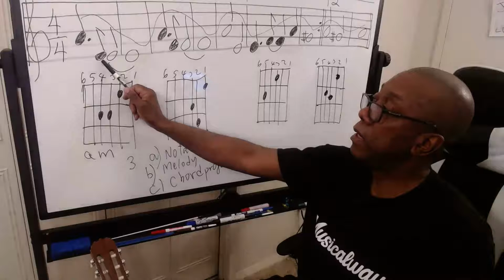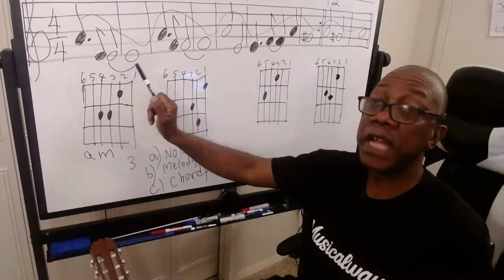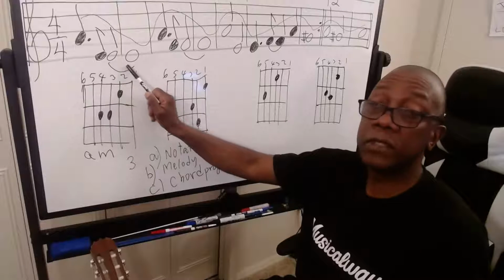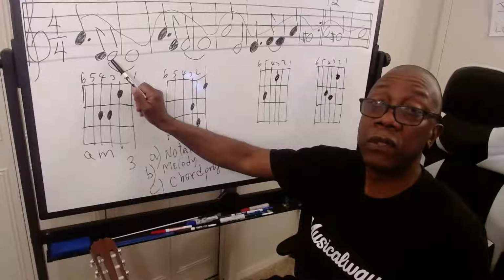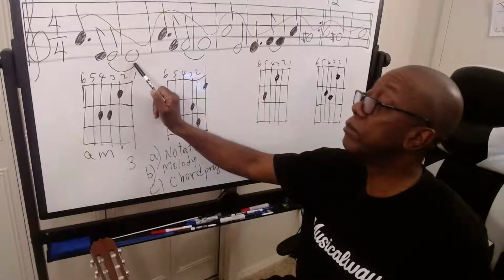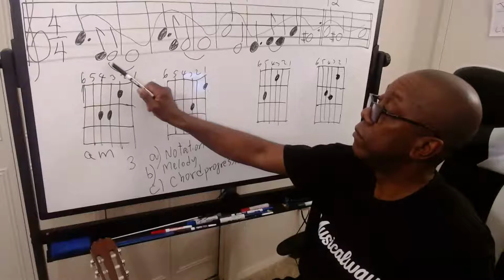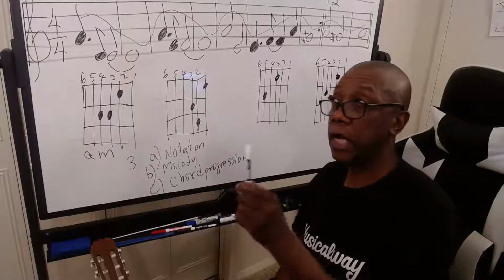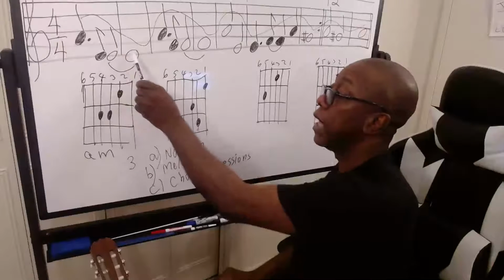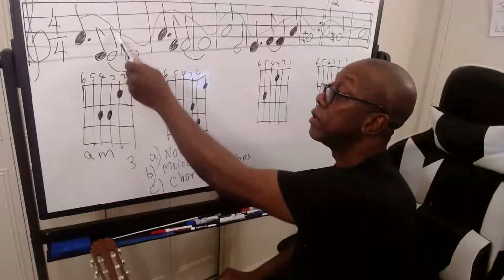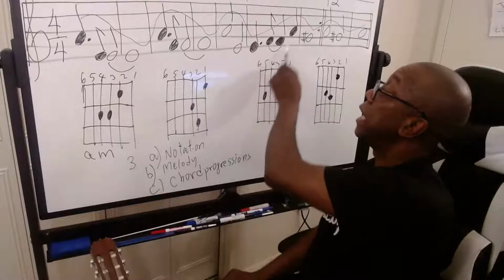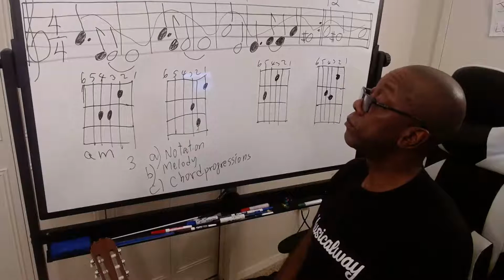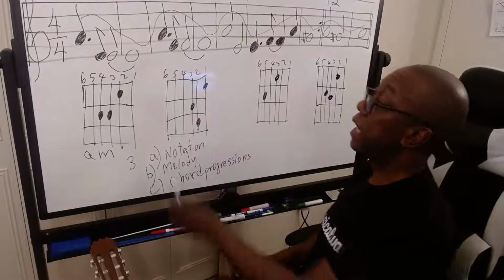A, E, E. Here we have a tie. The tie connects two identical notes. You play the first one or you sing it and you hold the second. So how many ties do we have? One, two, three ties. The tie connects two identical notes. It can be across the bar, it can be inside the measure. It's still a tie. So we have three ties.